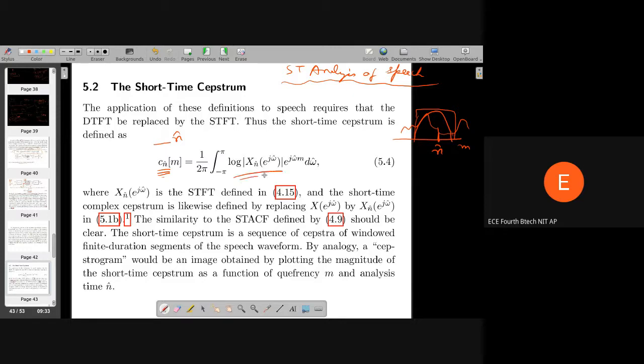And then here, as I said, they are using the Cepstrum instead of the complex Cepstrum. So log of the magnitude of the signal. This x here basically represents the speech waveform. Then you have X hat of e to the j omega, this is what it represents, and then you do the inverse Fourier transform to get your short time Cepstrum.